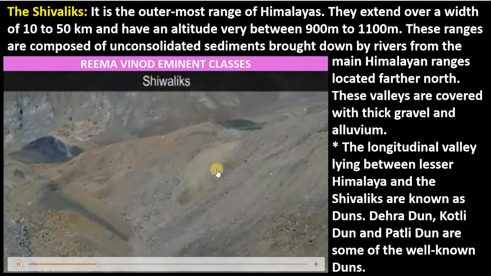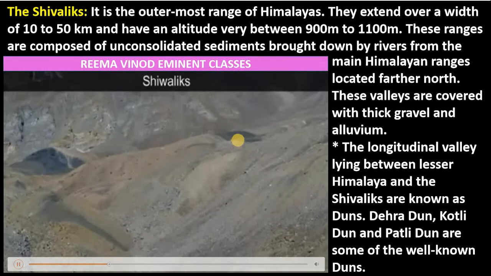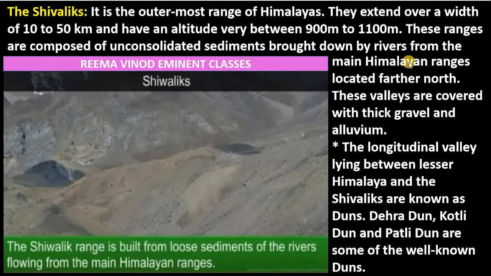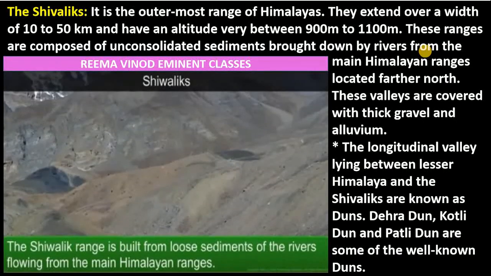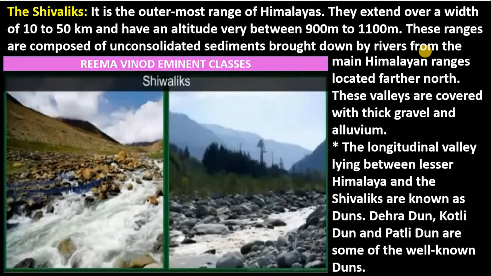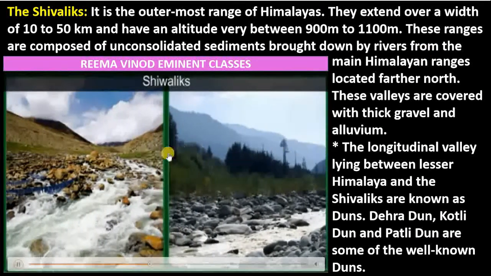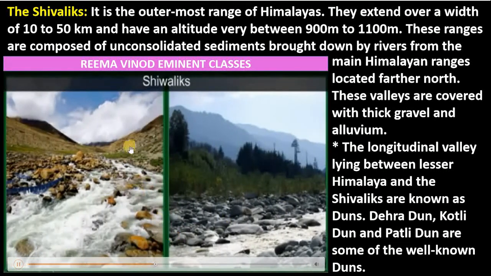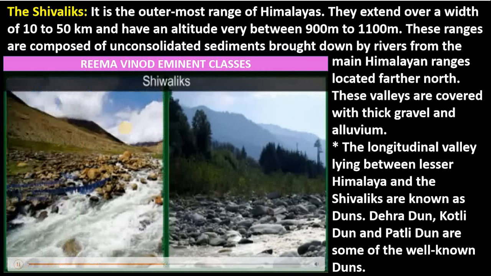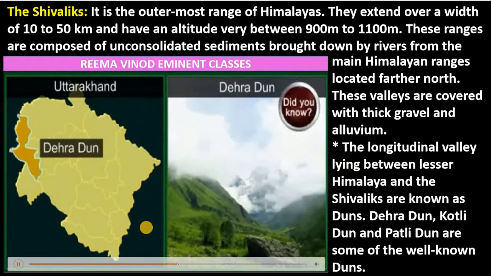Here you can see the loose sediments which have been brought down by the rivers from the Himadri and Himachal ranges. So these are loose formations, unconsolidated, meaning not very compact, not very stable, not very strong. These have been brought down by the rivers originating from the Himadri and Himachal ranges. So here you can find big gravels.